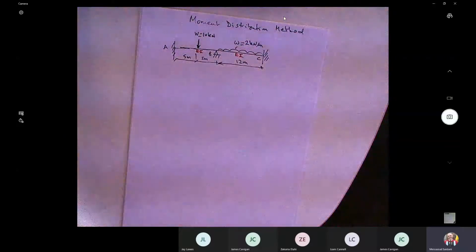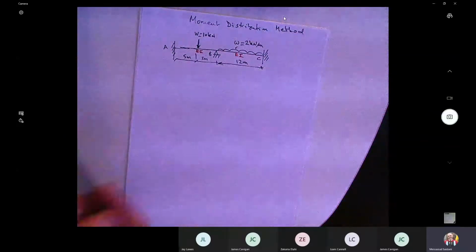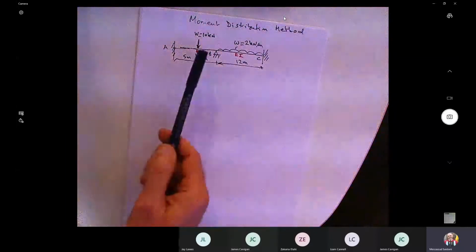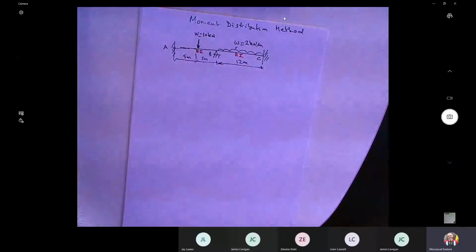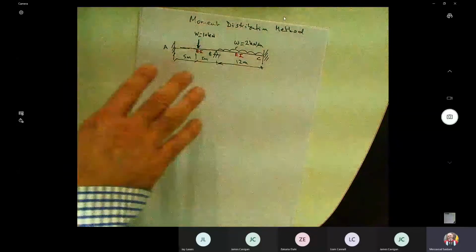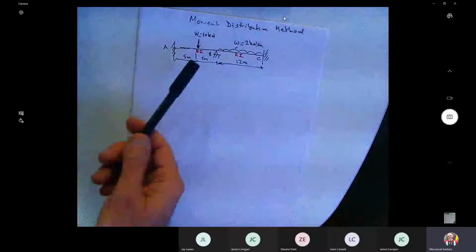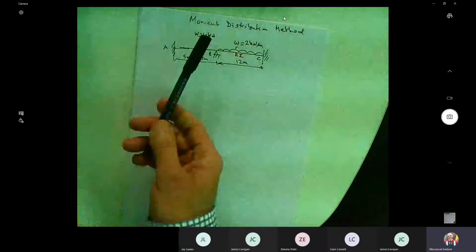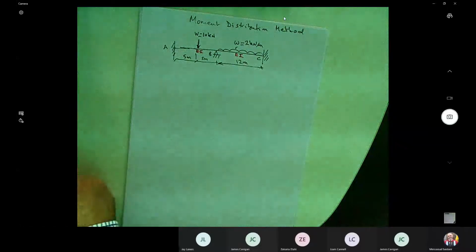The question for this particular problem is to draw the bending moment diagram for this beam, an annotated bending moment diagram using the moment distribution method. As I explained last week, this is a statically indeterminate structure. It's statically indeterminate.